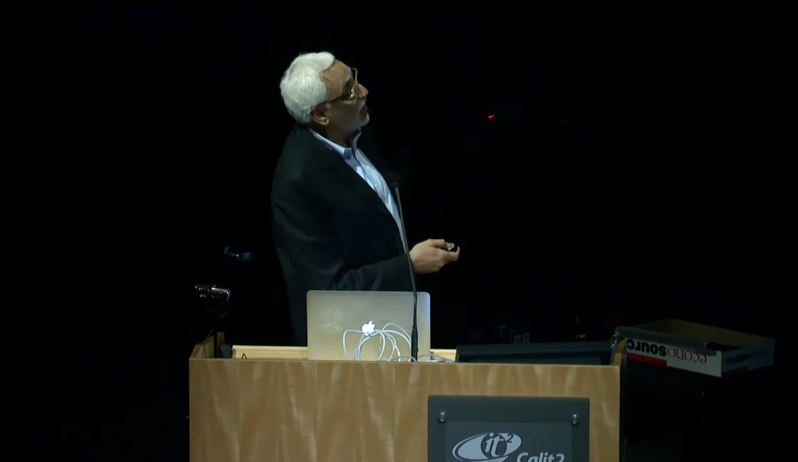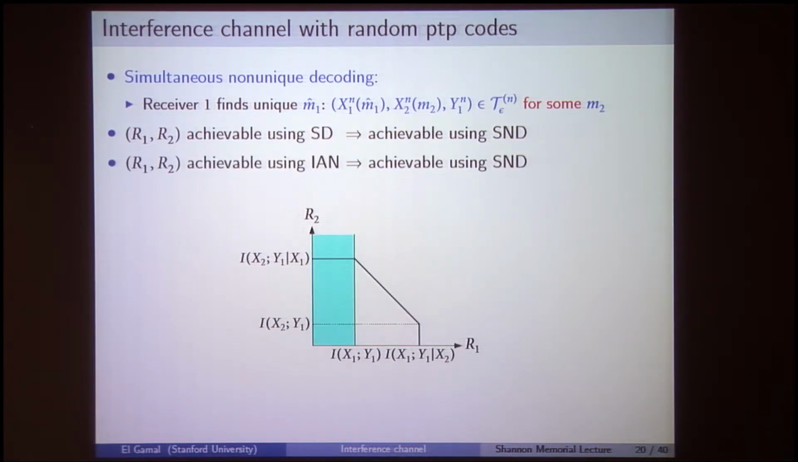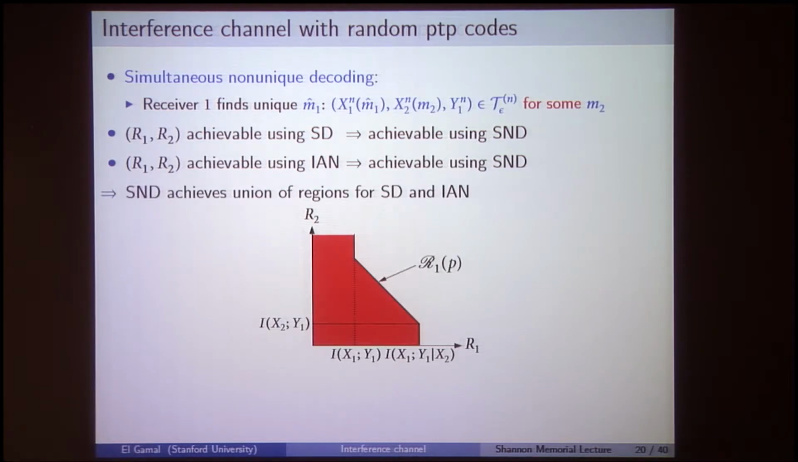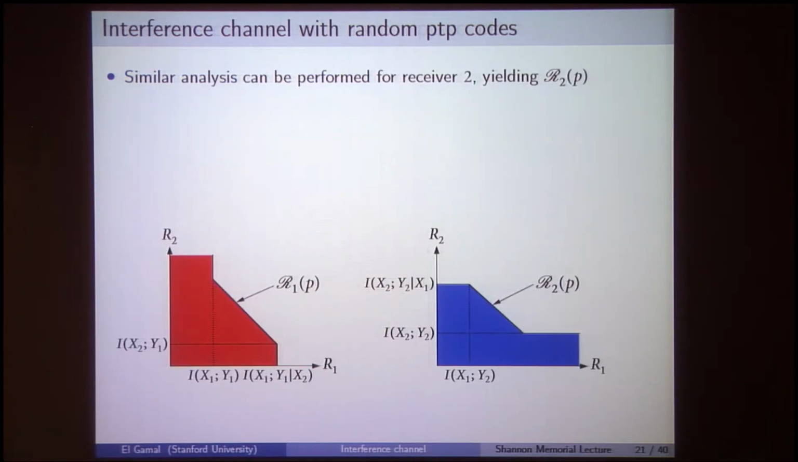Okay. Now, it's not difficult to show that if R1 and R2 is achievable using simultaneous decoding, then it's achievable using simultaneous non-unique decoding. That's really very straightforward. Less obvious, but true, is that if the pair R1 and R2 is achievable by treating interference as noise, then it's also achievable using simultaneous non-unique decoding. Okay? So the conclusion then is that simultaneous non-unique decoding achieves the union of these two regions. So it achieves this shaded red region here. Now, we can repeat the same analysis for receiver 2, and we get this R2 region. This is for receiver 1, this is for receiver 2.